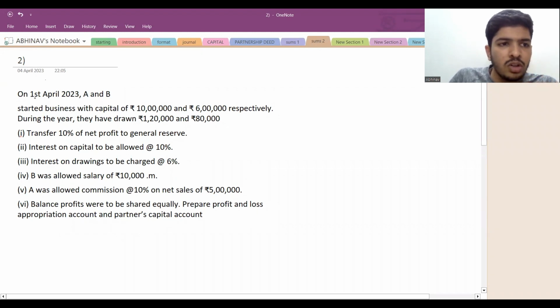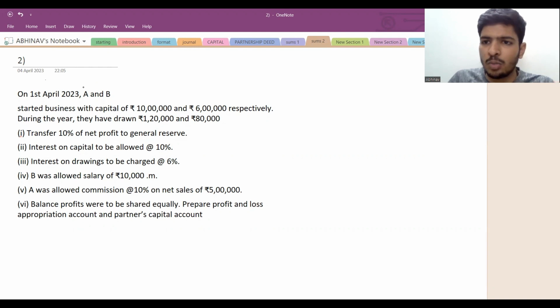So write it down. Don't write down the question, just write down the answer to number 2 and maintain a separate notebook for this. On 1st April 2022, A and B started business with capital of 10 lakhs and 6 lakhs respectively. During the year, they drew 1,20,000 and 80,000. Okay. Then these are the things that happened during the year. Transfer 10% of net profit to general reserve. Interest on capital is 10%. Interest on drawing is 6%. B is allowed salary. A is allowed commission. And balance profit was shared equally.